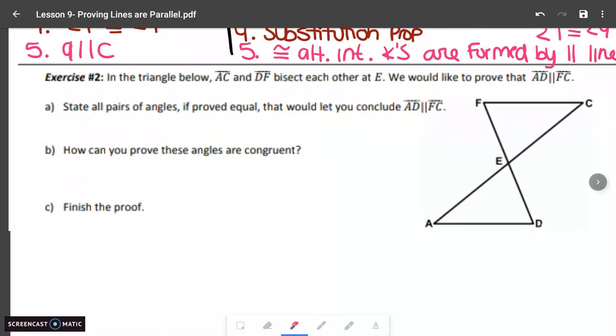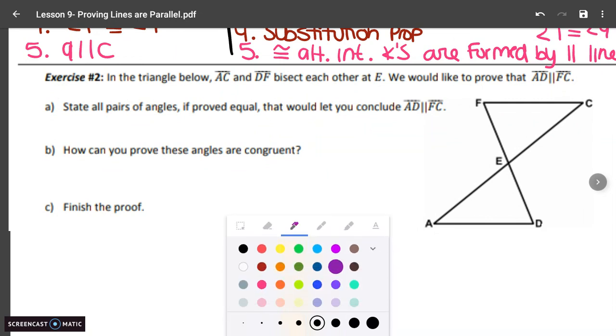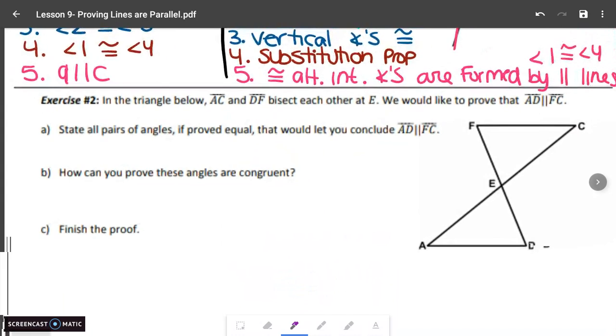We have AC and DF bisect each other at E, and we'd like to prove that the lines are parallel. So the same idea as what we've done. This is a definition. Parallel lines is just another type of definition. So we really do want to prove the triangles, and then we want to prove something about the triangles to lead us there. So let's think about the types of angles that are formed by parallel lines. One of them could be corresponding, and the other is alternate interior.